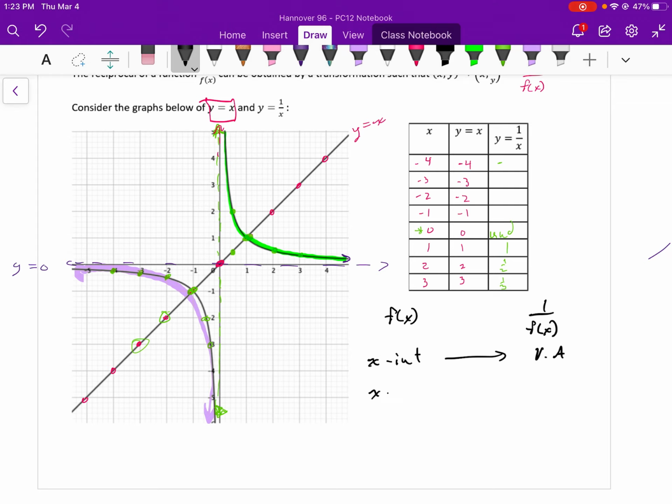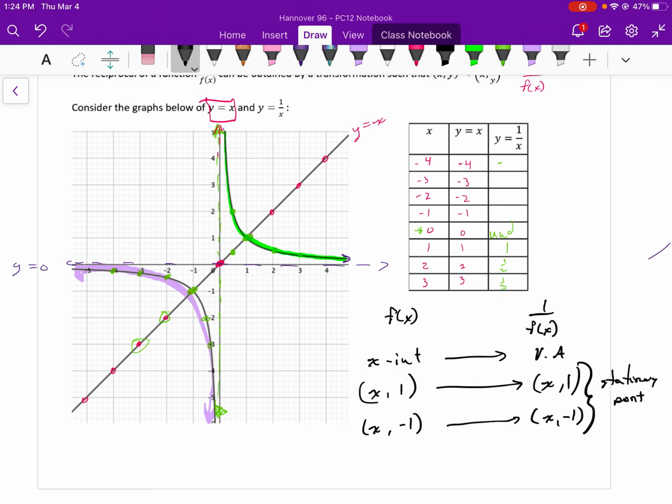If I have some point (x, 1) on my function, well, when you take the reciprocal value of the y, the reciprocal of 1 is 1. So this is called a stationary point, if you recall. Similarly, (x, -1). If (x, -1) exists on f of x, when you take the reciprocal, it's going to remain the same. So these two are stationary points.